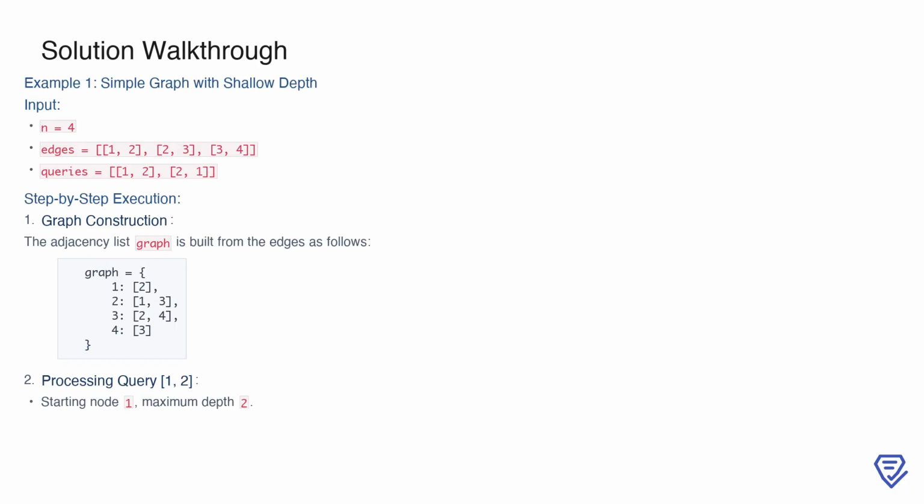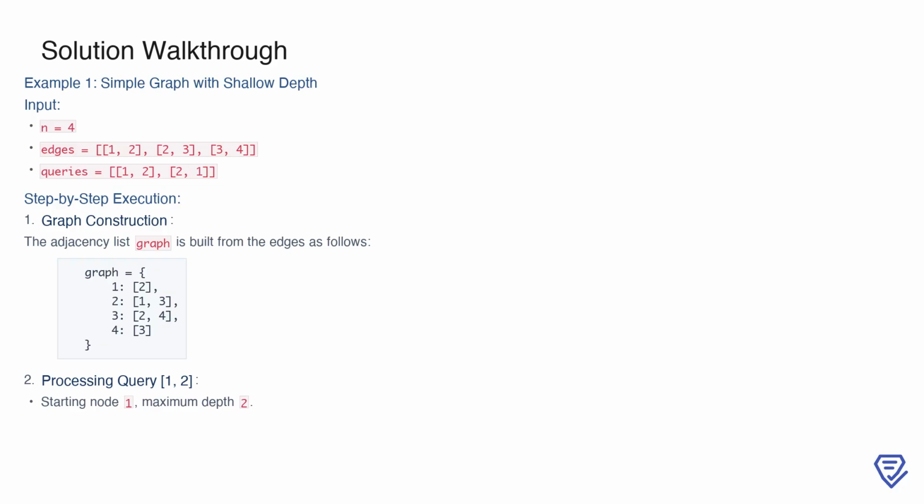Let's begin by looking at a simple graph example to understand the problem-solving approach. Here, we have 4 nodes, and the edges connect them in a linear fashion. The graph is represented as an adjacency list, where each key is a node, and its value is a list of its neighbors. For instance, node 1 connects to node 2, node 2 connects to nodes 1 and 3, and so on.